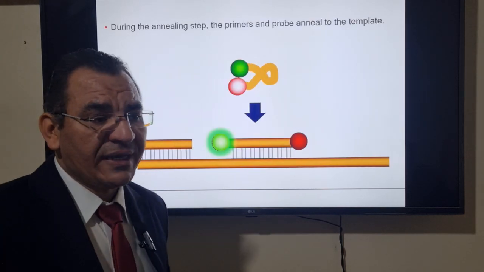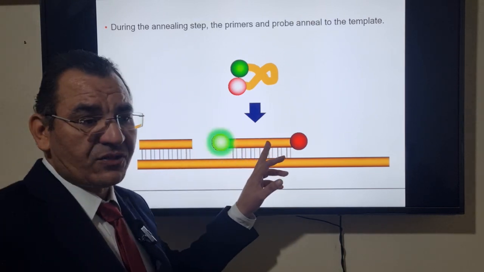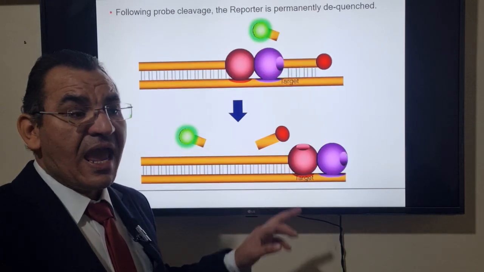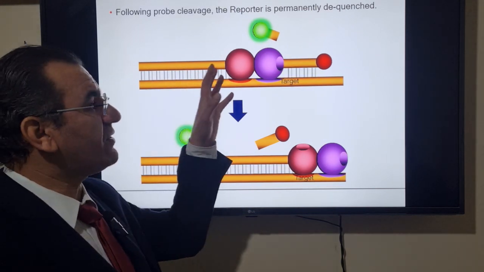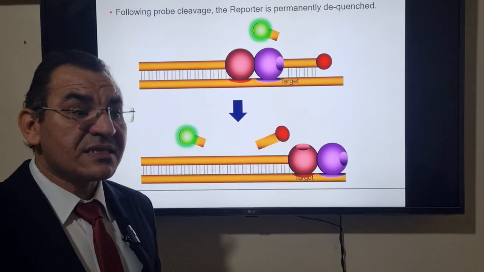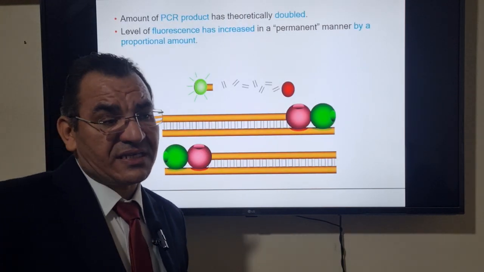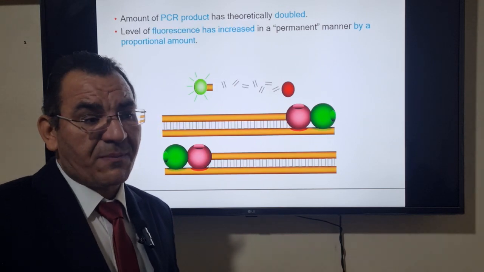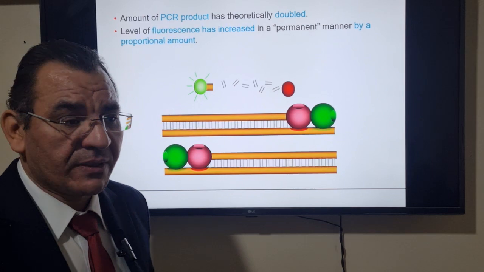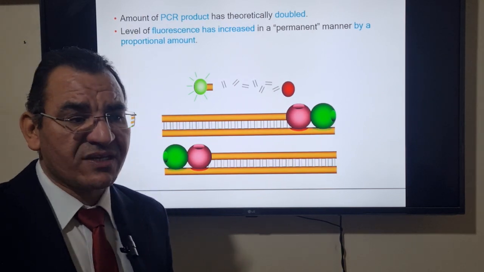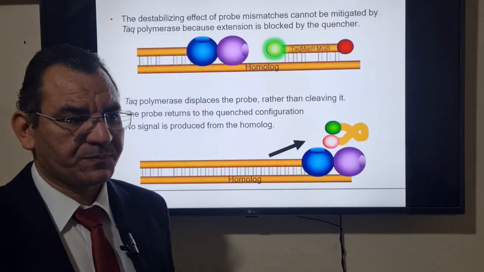In the PCR annealing step, the primers and the probe are annealed to the template. Following probe cleavage, the reporter is permanently dequenched. This leads to increasing signal and allows calculation of the amount of PCR product, which is theoretically doubled. The level of fluorescence increases in a permanent manner by a proportional amount.